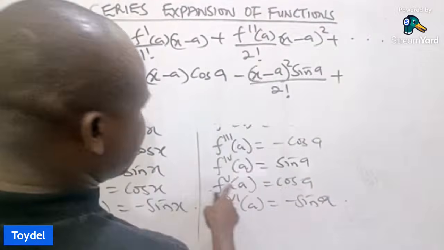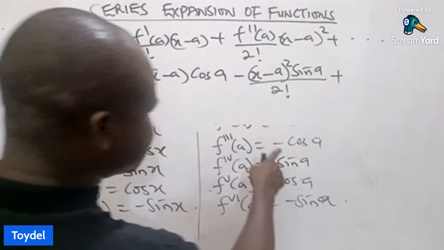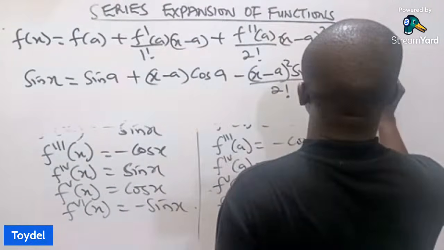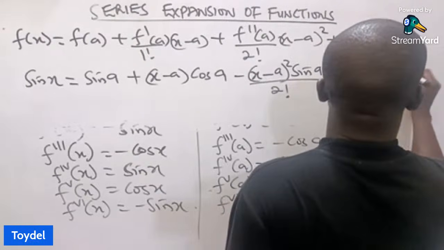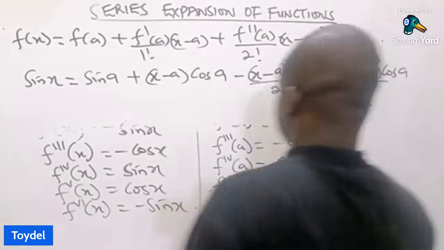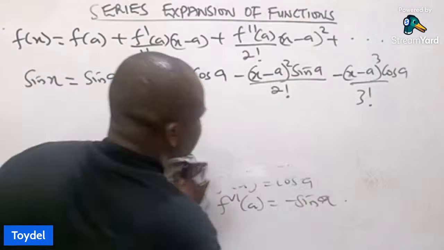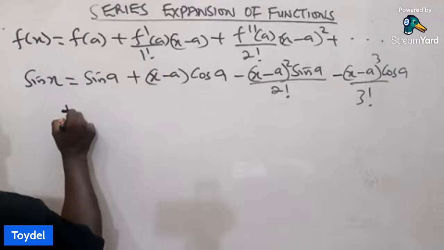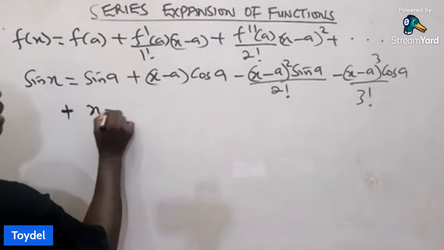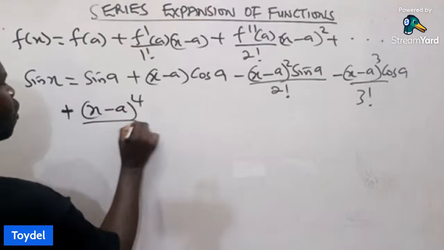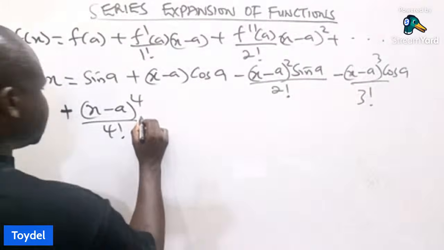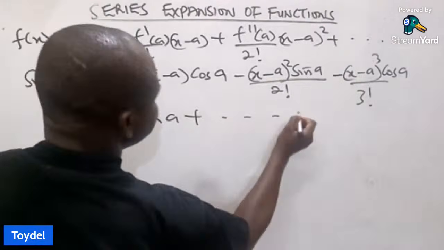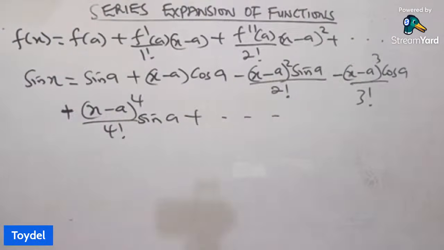After f prime, we are going to have f prime prime prime. f triple prime of a is minus cos a. So here we are going to have minus x minus a cubed cos a all over 3 factorial. Since it is a series, we continue. Plus x minus a raised to power 4 all over 4 factorial. Then f4 of a will be sine a. Plus, we can start to truncate it, since it is a series.